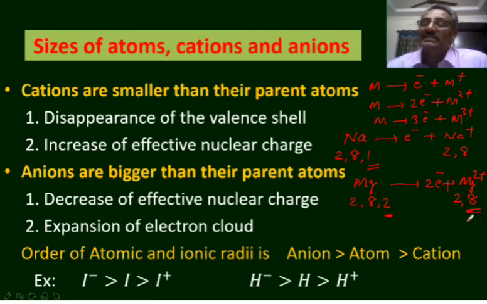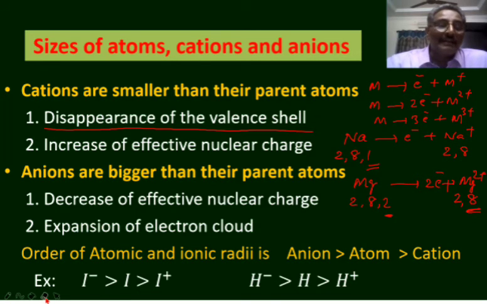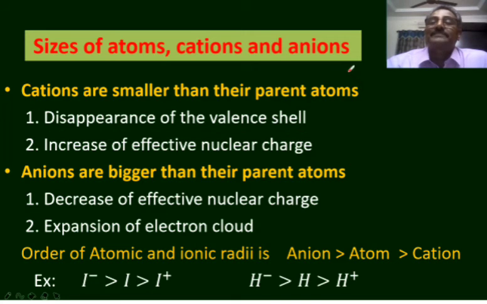The second shell is the valence shell in the magnesium ion. That is, in the formation of a cation, the last shell, that is the valence shell, may disappear. If the valence shell disappears, the penultimate shell becomes the valence shell. As a result, the size of the atom decreases. That is, the size of the cation is smaller than the parent atom. On the other hand, it can happen in some other way also.